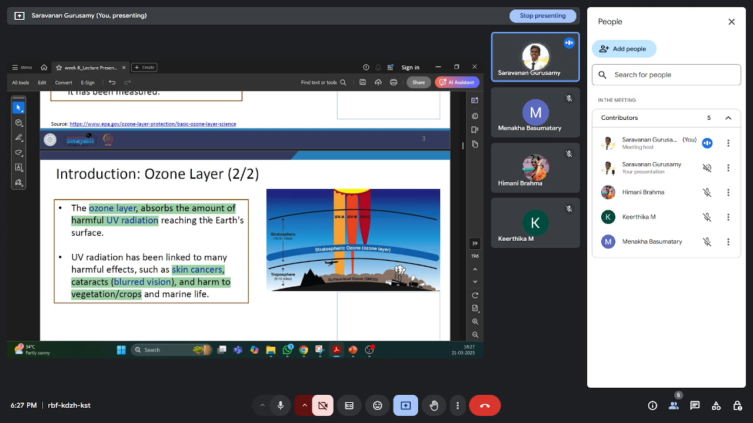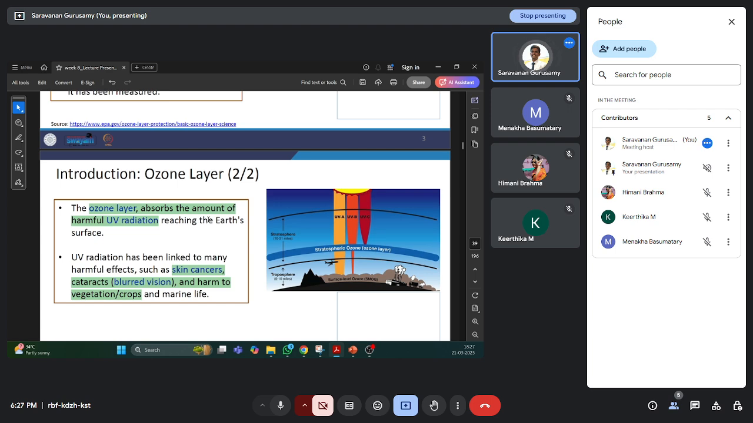There are three types of UV, based on the wavelength. There is UVA, UVB and UVC, but the most harmful UV is UVC, which has a smaller wavelength. That alone can be filtered by the ozone layer. You got it. So UVA can reach the Earth's surface, UVB will be partially filtered, and UVC will be fully filtered out by the ozone layer.